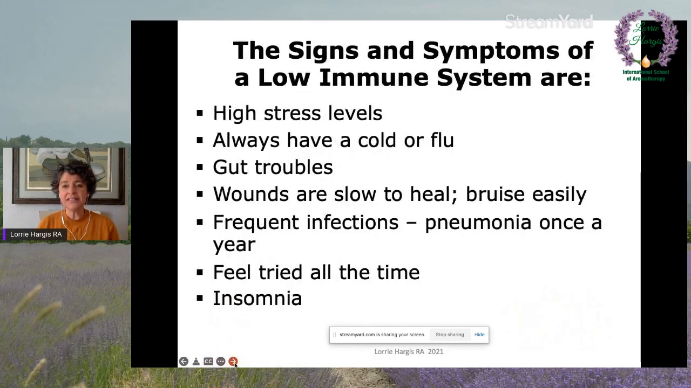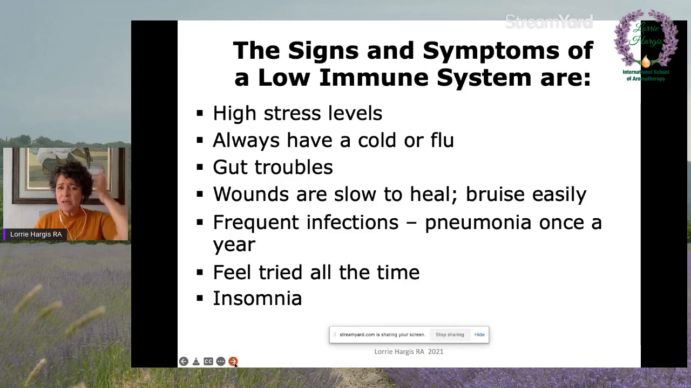So let's look at the signs and symptoms of a low immune system. High stress levels. Anytime that you are in high stress levels, you are sending out cortisone from your adrenal glands constantly to overcome it. We all need a little stress to help us get going every morning, to have the energy to be motivated.